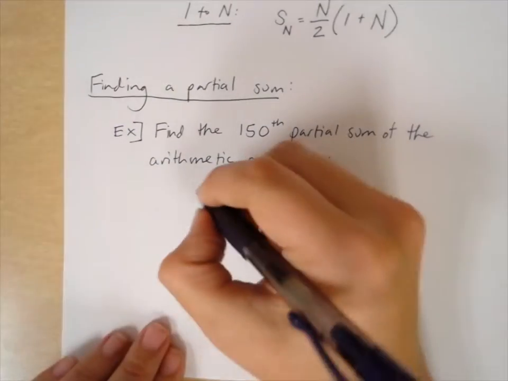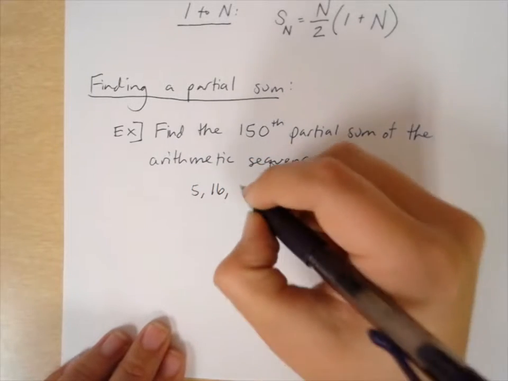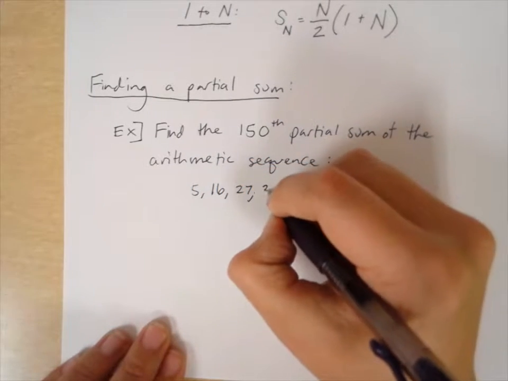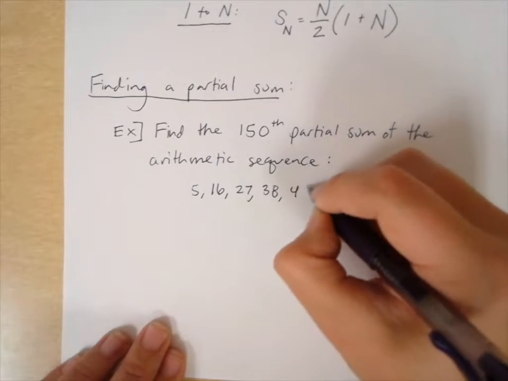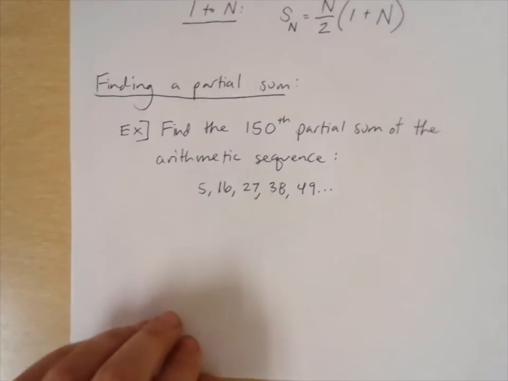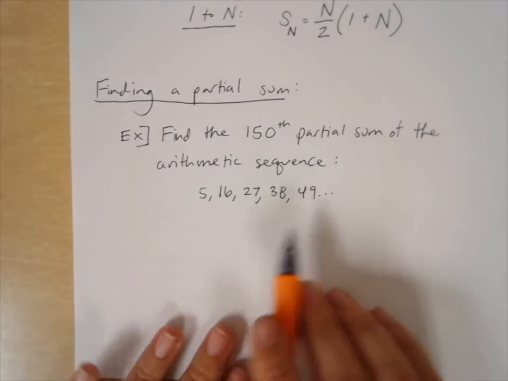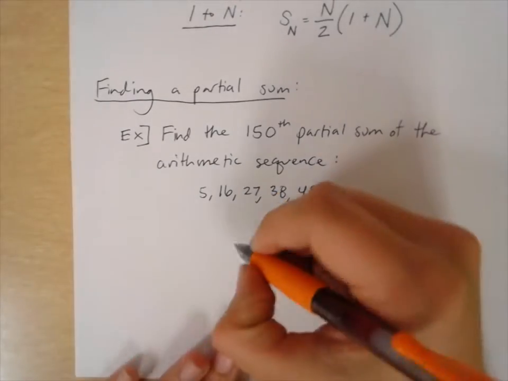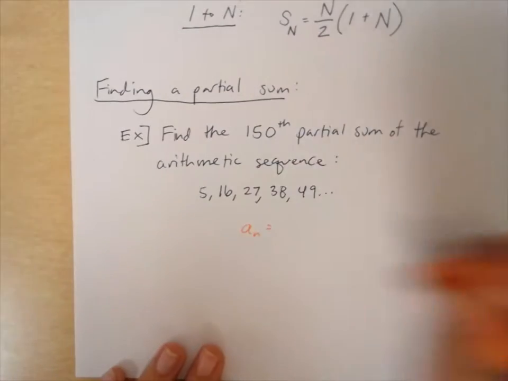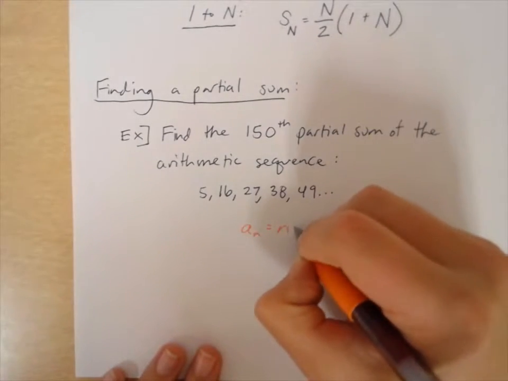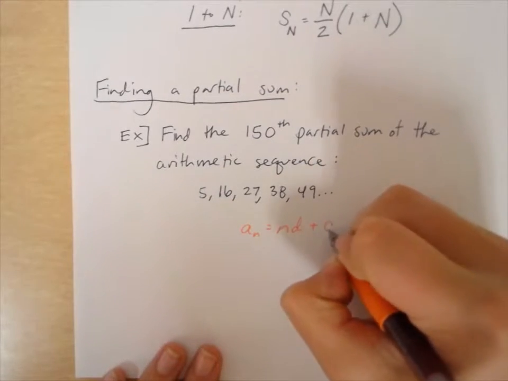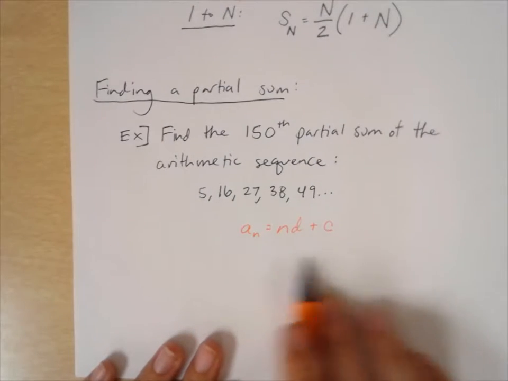and here we have it. It's 5, 16, 27, 38, 49, ... And we don't have the 150th term, but we can find it if we create a formula to find it. Remember that we have a formula we can use to find any term in a sequence, and it's this. A sub n equals n times the difference plus c. We did go over that in yesterday's video.